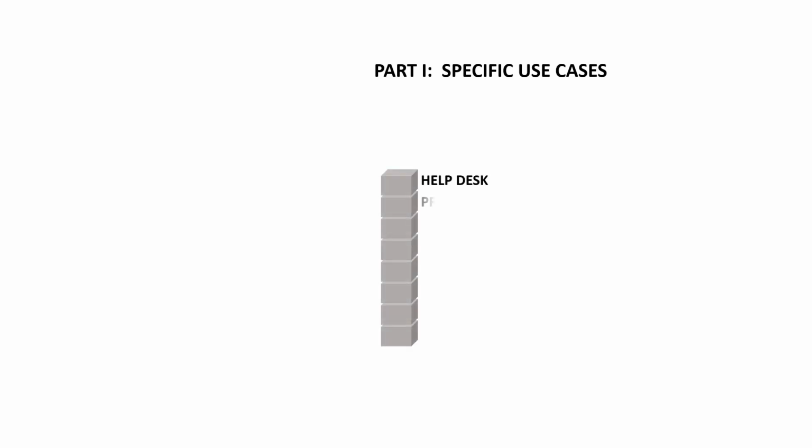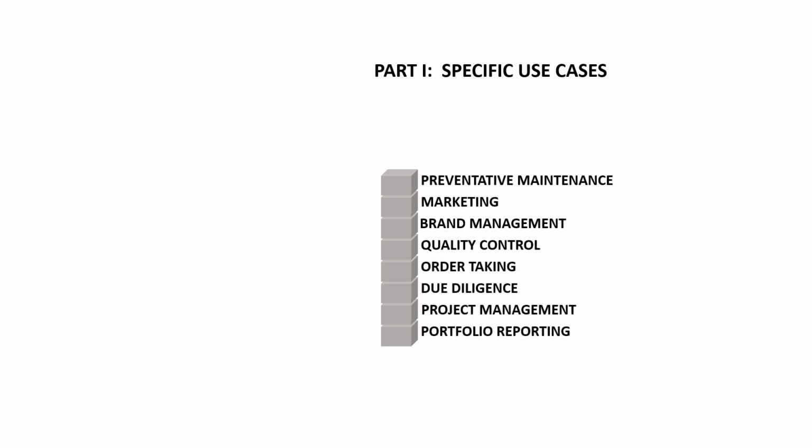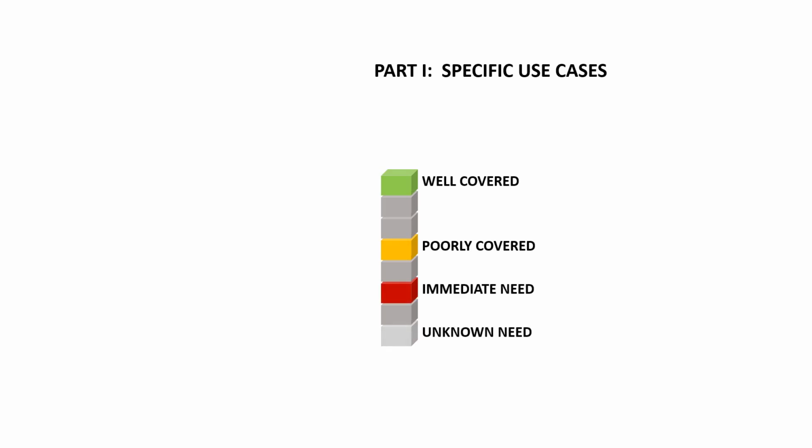They use a lot of applications and they have a lot of processes. We can think of these things as specific use cases. Nobody would argue that companies do these things, and they often need systems and applications to help them do so. Sometimes these areas are well covered, sometimes poorly. Sometimes companies have an immediate need, or a need that they're not even aware of.